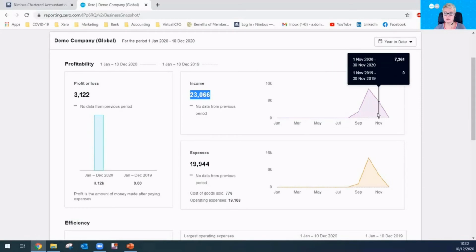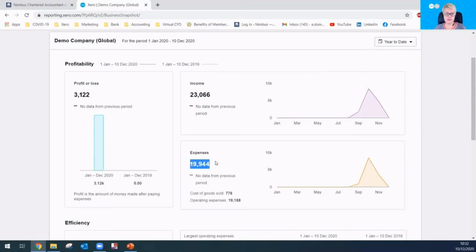And then it started to slow down. Then in November, we earned less. And now we are earning very little. So we definitely need to do something about it, because our profitability is falling by the end of the year. In the expenses, our expenses were nearly 20,000 this year.